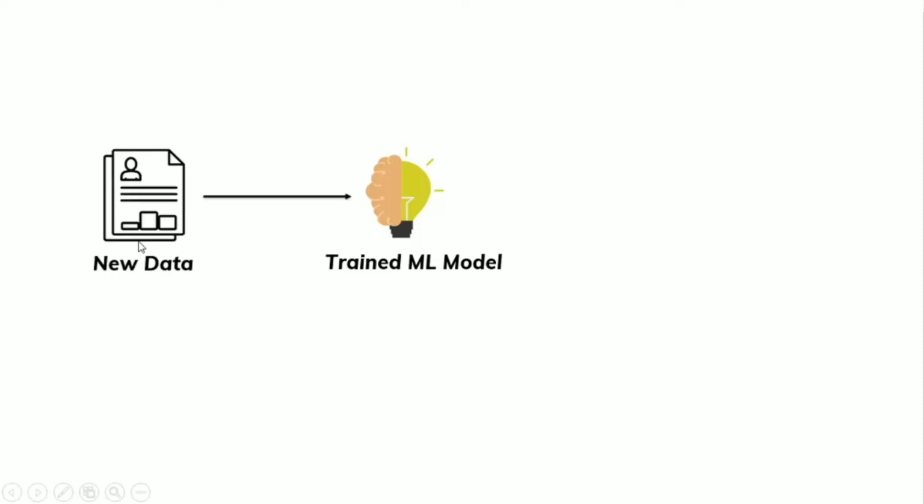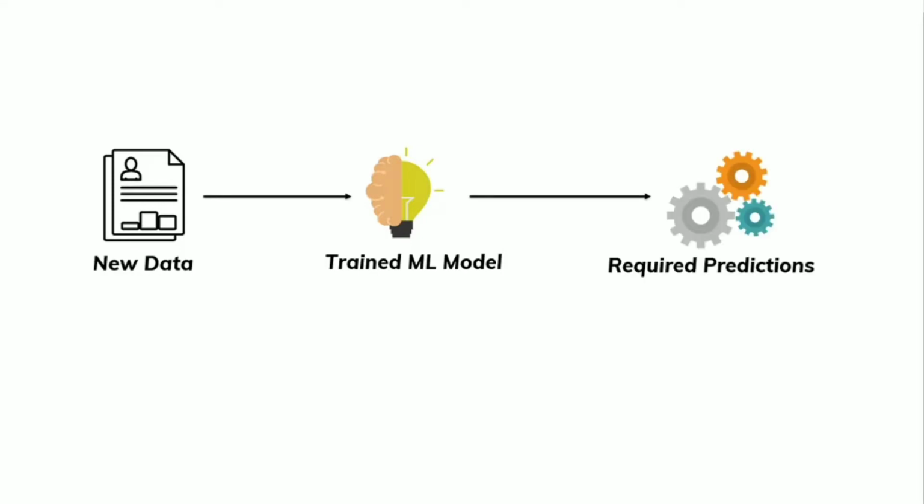As now our machine learning model is trained, we will test it on new data. Our new data is actually the test data, from when we split our data into two parts, and we will run our machine learning model on this new data. So we will get our predictions which are required for this machine learning model.